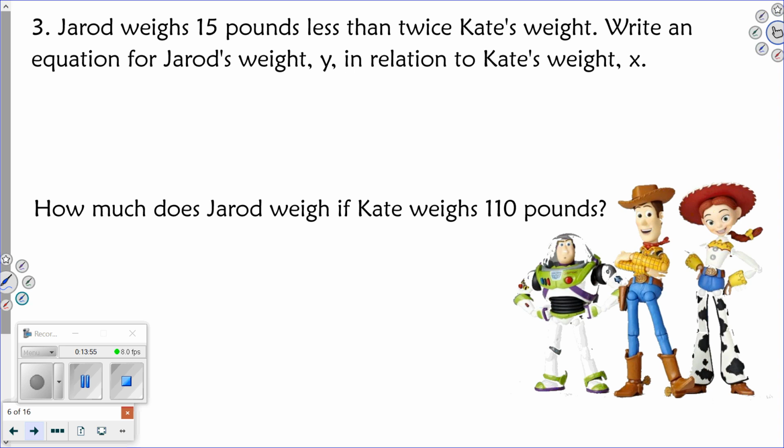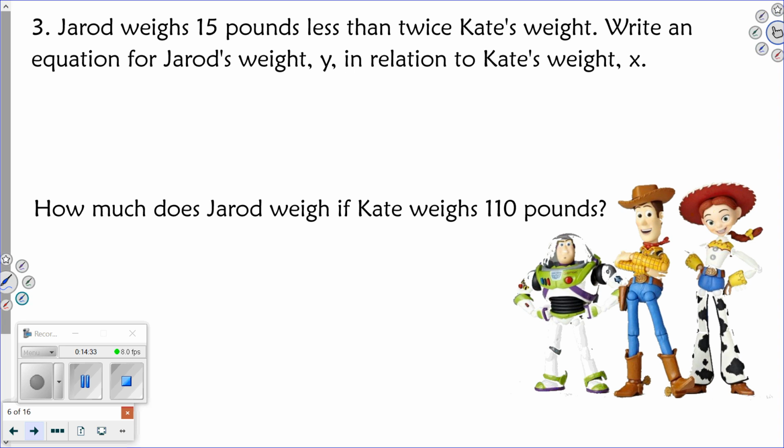All right, now it's our turn to try to write these equations. All right? So Jared weighs 15 pounds less than twice Kate's weight. Write an equation for Jared's weight, y, in relation to Kate's weight, x. I'm not even reading that question. We are looking at number 3, the very first part, wants the equation. Guys, I'm going to tell you right now, the equation to me is more important right now than you actually solving the one question I asked. You have to be able to write an equation.